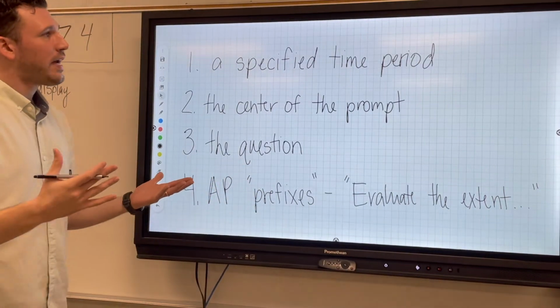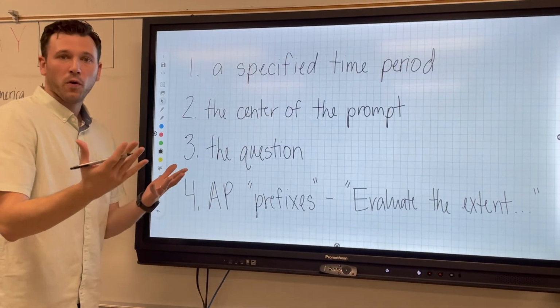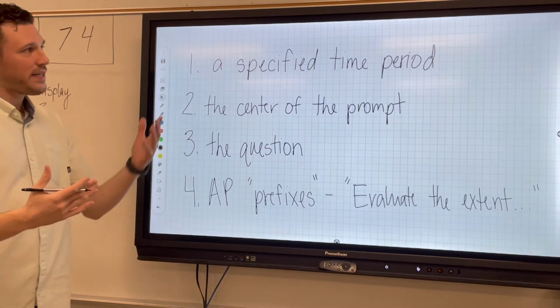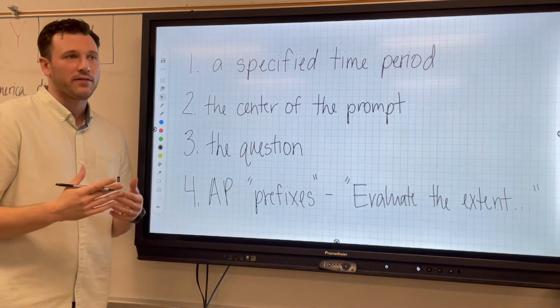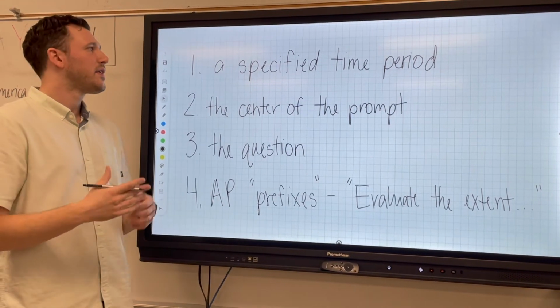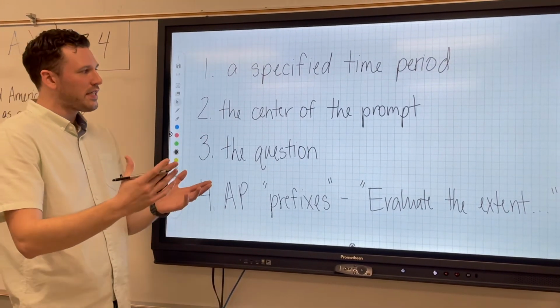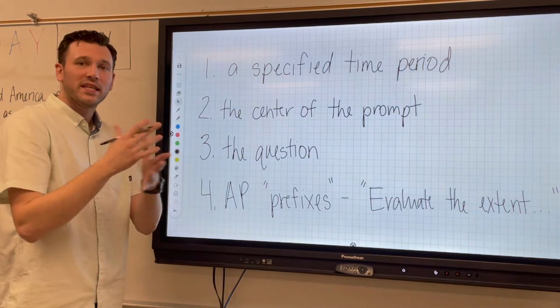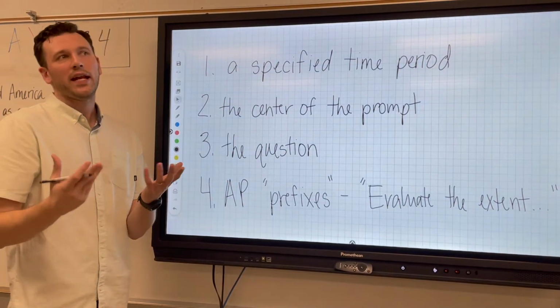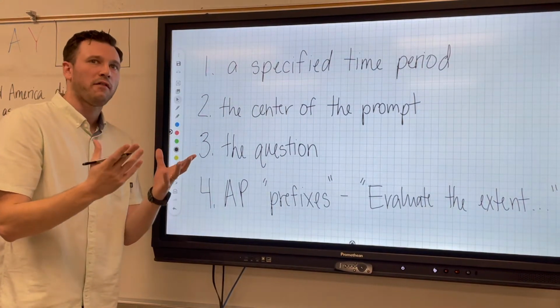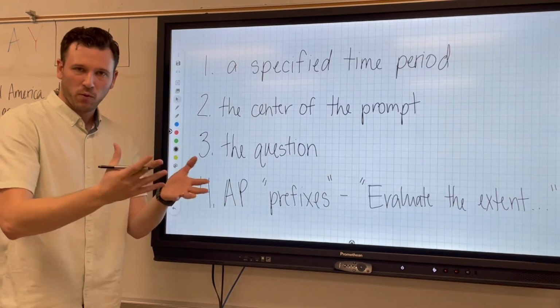Typically, whenever I break down a prompt in my classroom, I break it down into 4 pieces. And I start with a specified time period. I think that's obvious. There's almost always a phrase in an AP prompt that gives us that. History, of course, is chronological. It's all about sequence. And so I start with the time period, and I quickly move on to the center of the prompt. And what I mean by that is, what is the one word or small phrase that you could say, this is what this question's about?